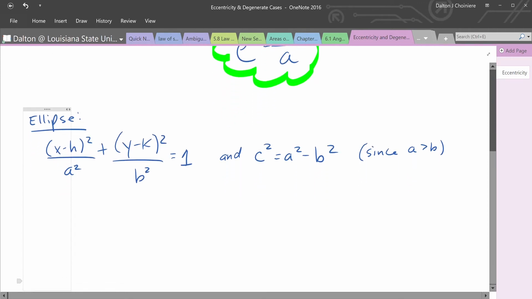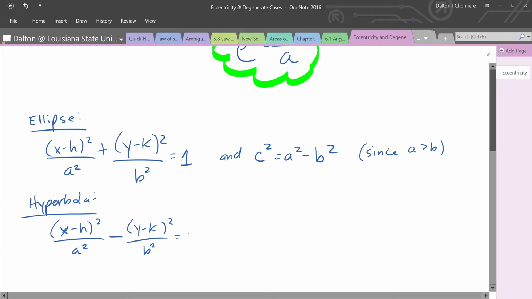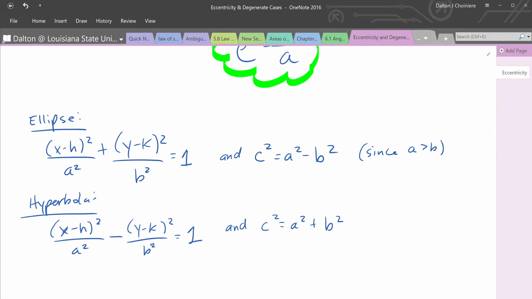Okay, we also know that for a hyperbola, its equation is x minus h squared over a squared minus y minus k squared over b squared is equal to 1. And A is not necessarily bigger than B. X does not always have to come first. The main thing though is that at least just one of them is negative. And then when we found its focus, we had the relationship between A, B, and C as C squared is equal to A squared plus B squared. So we used these features to find the foci of these conic sections to be able to graph them.